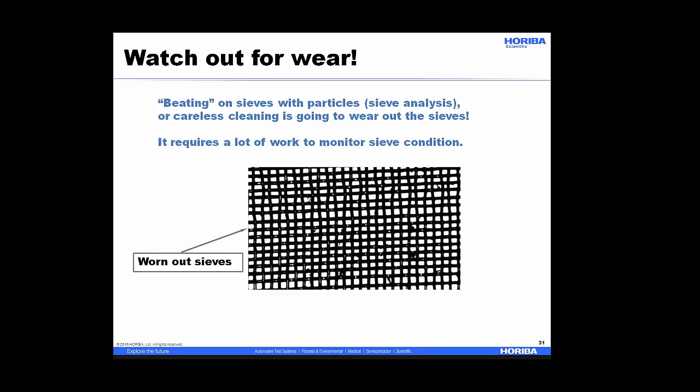So if you do sievings, particularly with harder particles, or if you're careless with cleaning, you're going to start to wear out your sieve. You're going to start pushing wires around. You might wear some holes larger. And so this requires another step of work in order to monitor sieve condition. And this can go back to doing something like using particles with known sizes to check sieve performance or optical techniques. So this is a photograph of a particularly worn out sieve. You can see the holes are all different sizes, and they've even gotten different shape holes now, little trapezoids.